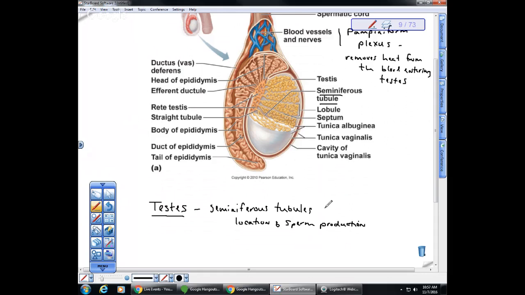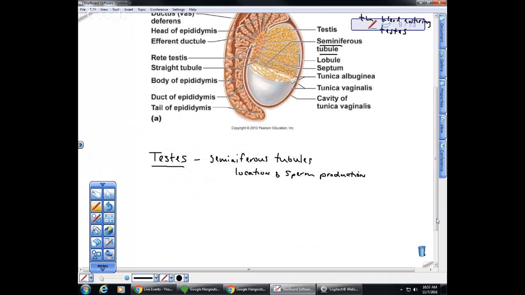Now, surrounding the testes is another group of tubules. So this is the structure right here surrounding the testes. And that is where we store the sperm prior to ejaculation. And that structure is called the epididymis. So this is where we store sperm prior to ejaculation.